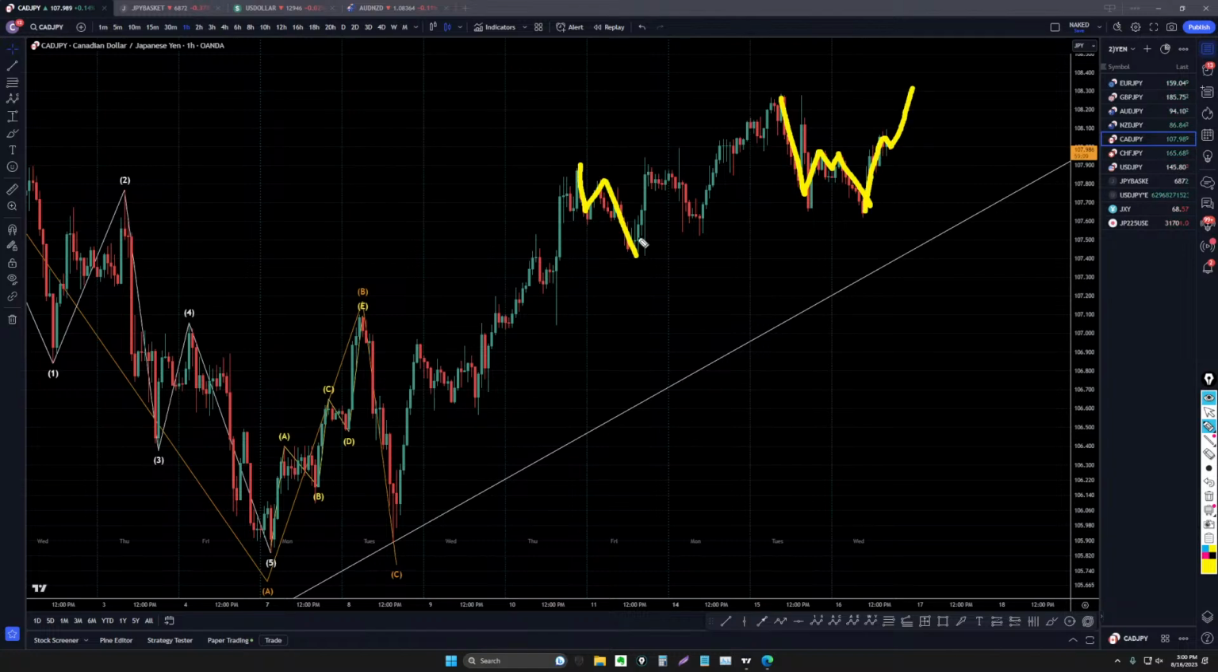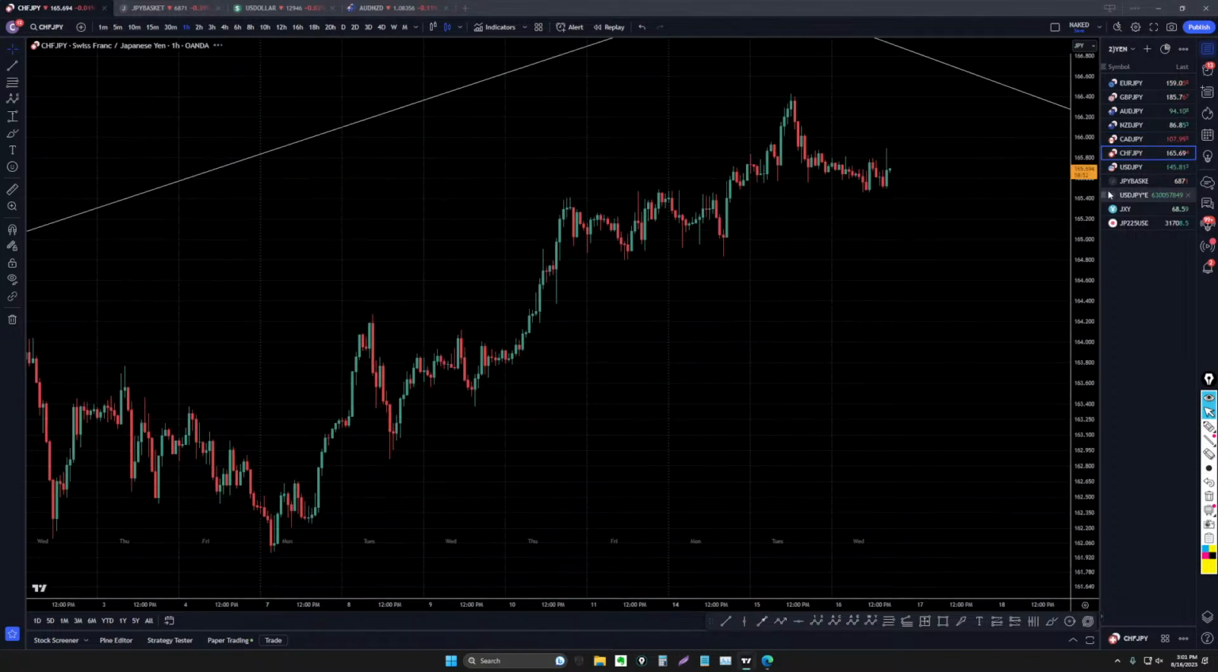1, 2, 3 waves down, go long. I am definitely looking for longs in an uptrend. If I see a pullback, I am not going to go short, but instead I'll be excited about going long at the end of the pullback for the continuation of the uptrend.